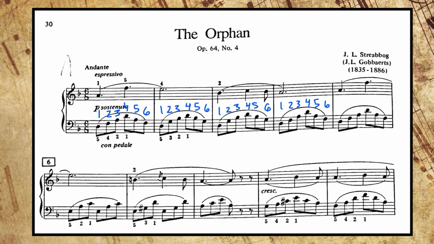We would just count 1, 2, 3, 4, 5, 6, bar line start over. 1, 2, 3, 4, 5, 6, bar line start over again. And I would just write in the counts right in the middle on this one because it's so simple. Let me play this one for you as well.